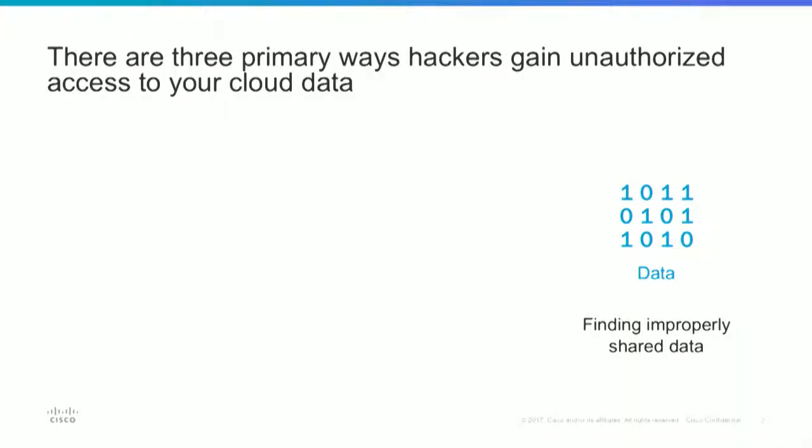But what cloud services also present are issues around the way that hackers can gain unauthorized access into your environment and into your cloud data. There are three primary ways that hackers can do this. The first is finding improperly shared data. This is very difficult to control from a central point. Most customers that I speak with have a number of different cloud services, and whilst the information is available, it's not necessarily consolidated in one place to be able to see, here are all of the files that I have, and here's the breadth of share.